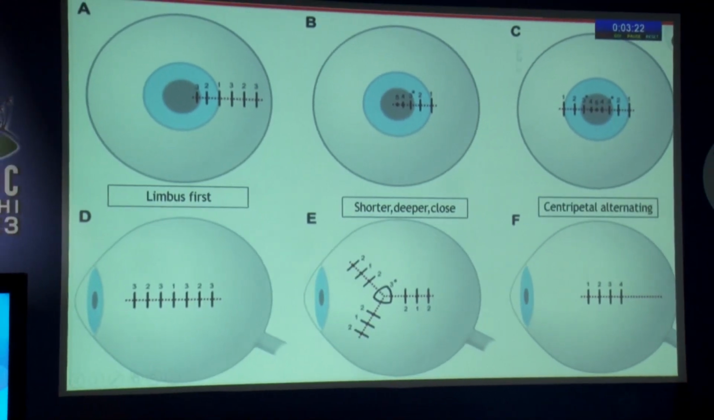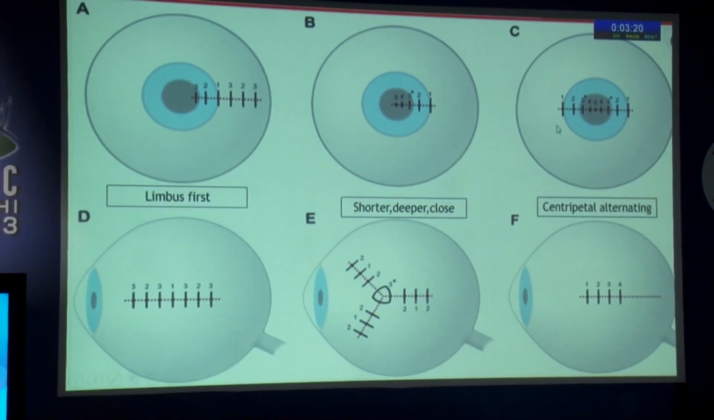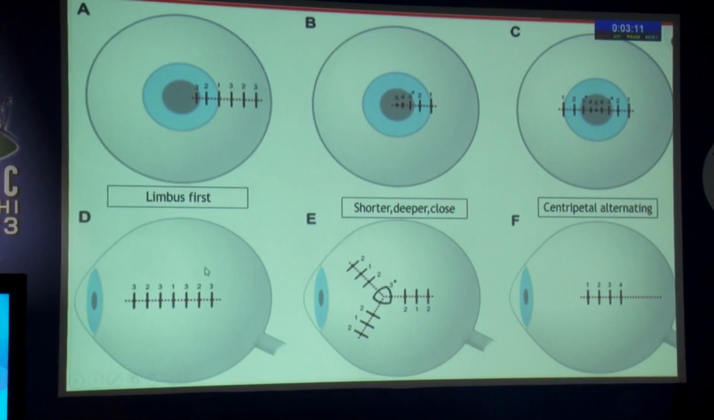In case of limbus to limbus, first repair one side of the limbus and then proceed towards the visual axis, then repair the other side of the limbus and then proceed towards the visual axis. This is called centripetal alternating sutures. And in case of long linear scleral perforation, imagine like there are two halves of the wound. First put the first suture in the middle of the wound and then go ahead on each halves. This is called sequential bisecting sutures.